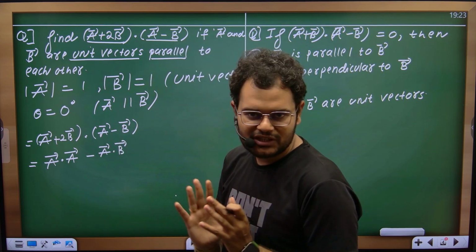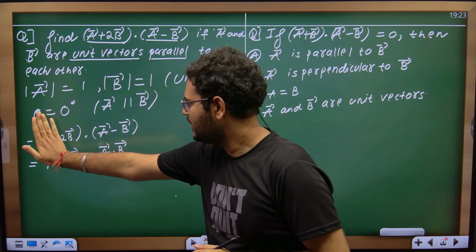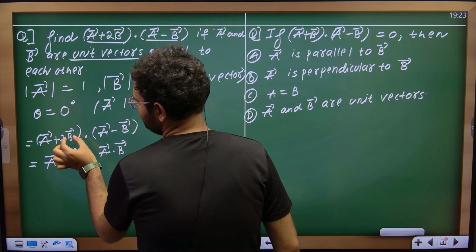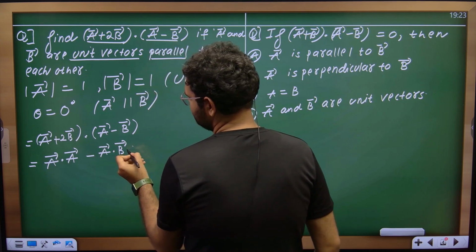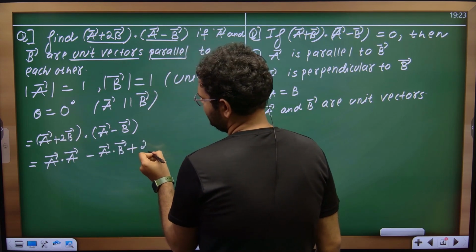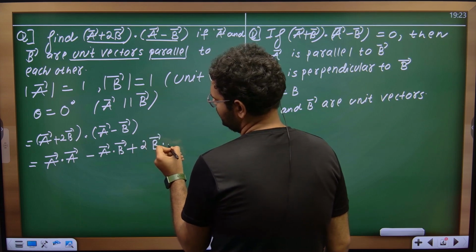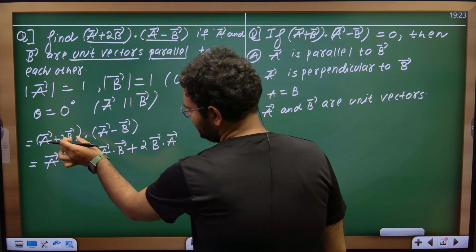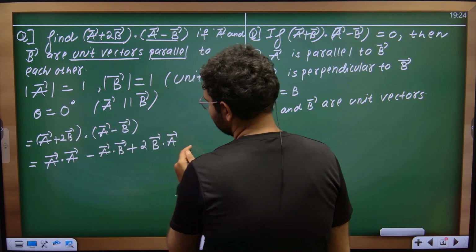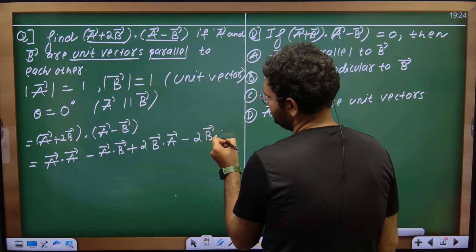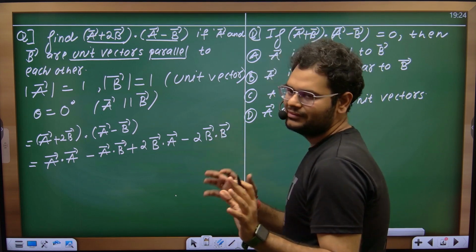The a operation is finished. Now for 2b, hide a and only see 2b. So what can I write? Plus, sir, why plus? Because here it is plus 2b dot a. So I will write 2b dot a. Similarly, 2b dot minus b, so can I write minus 2 times b dot b? Can I do it? 100% I can do.